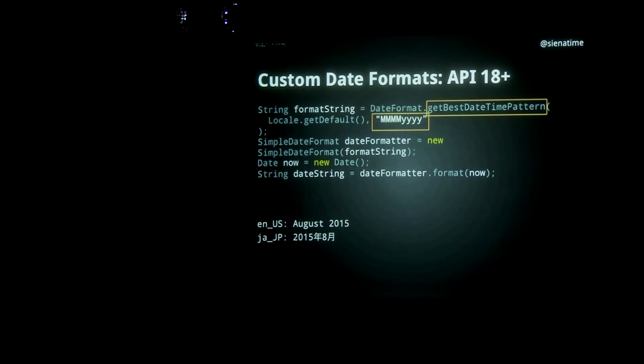So English US, that's August 2015. But in Japanese, it's switched around, the year first and then the month, because that's the right way to write it. But notice how in our pattern, we didn't write it in that order. You can write it in any order you want. And that's awesome.